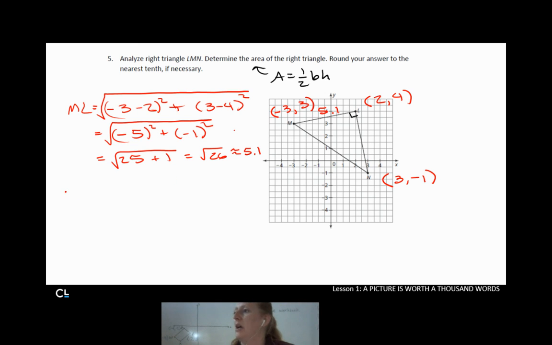So LN. Let's subtract our x's. 2 minus 3. Subtract our y's, 4 minus a -1.